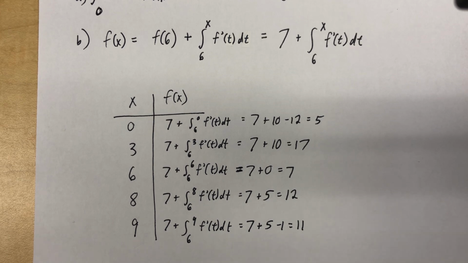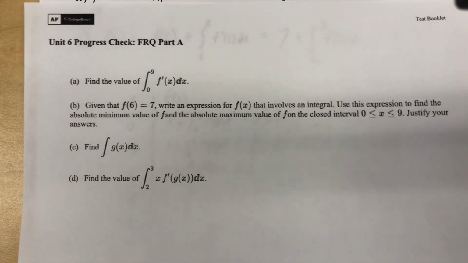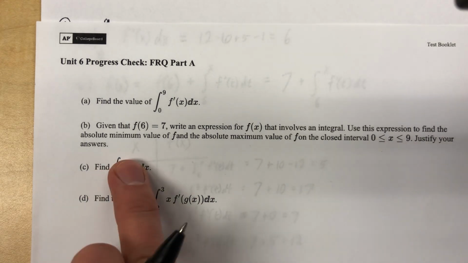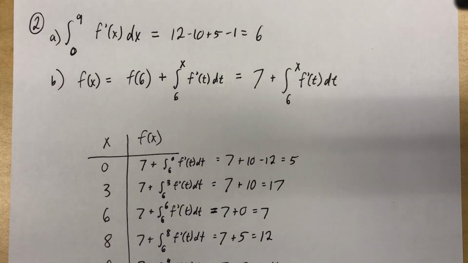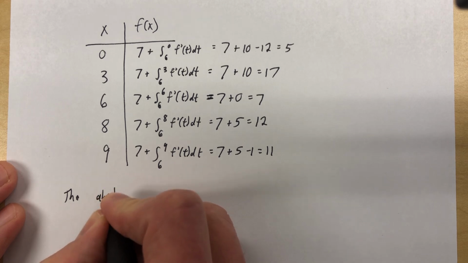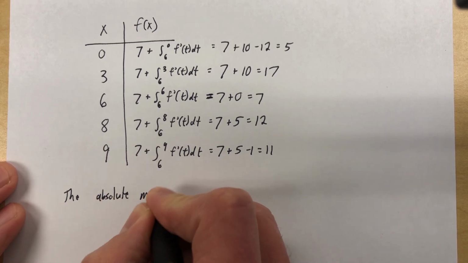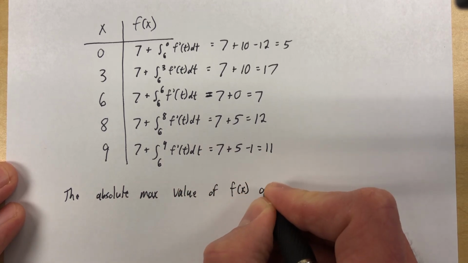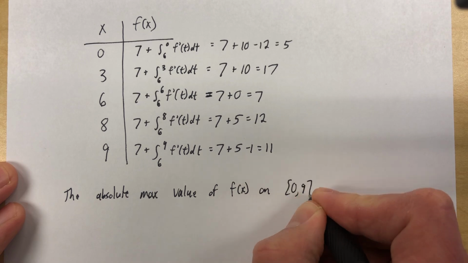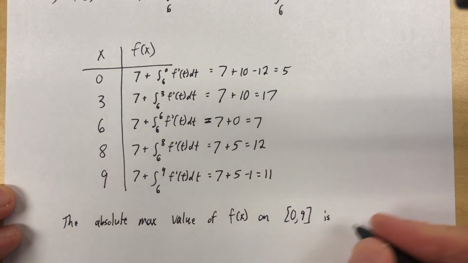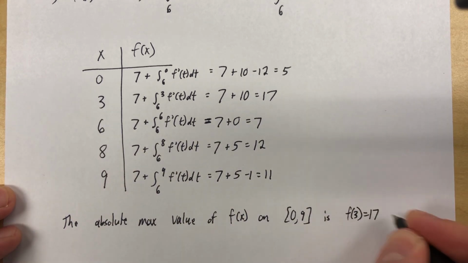Let's read the problem again. Use the expression to find the absolute minimum value of f and the maximum value of f in a closed interval. Justify your answers. This work is somewhat of a justification. In a minute, though, I am going to articulate what happened. But here goes. The absolute maximum value of f on the interval from 0 to 9 is, okay, it's not 3, it's 17. I'm going to be really specific. I'm going to say f of 3, which is 17.